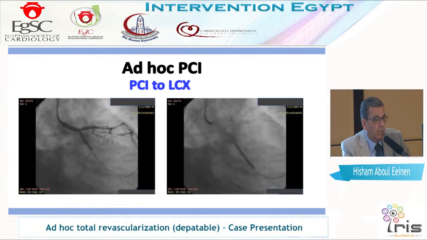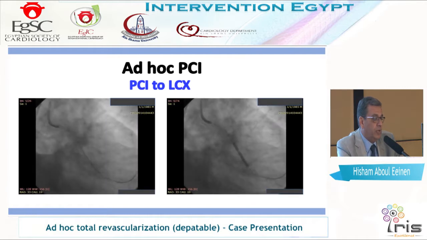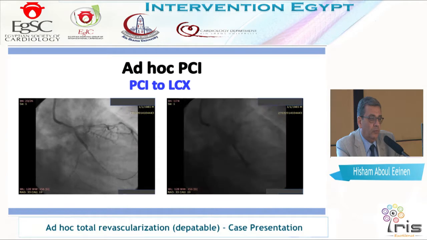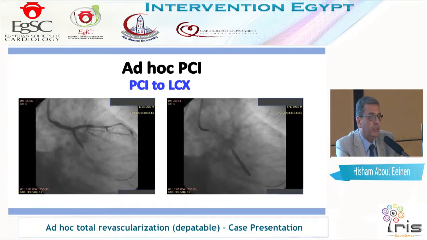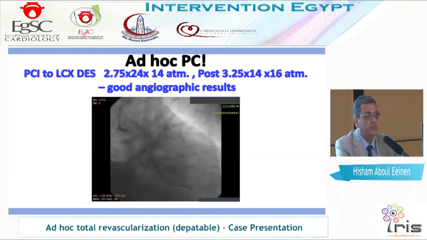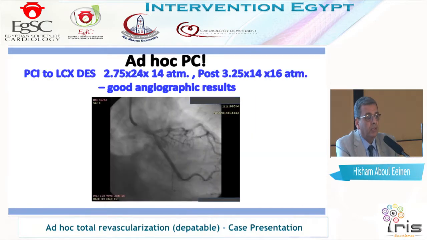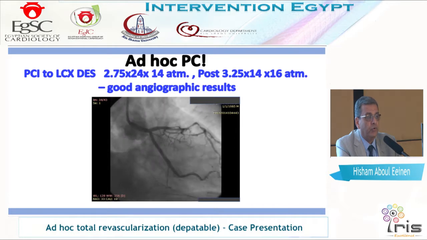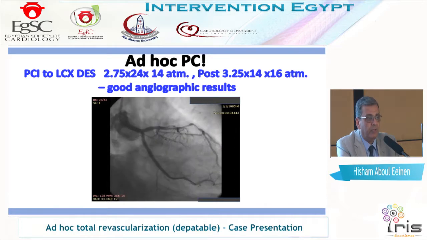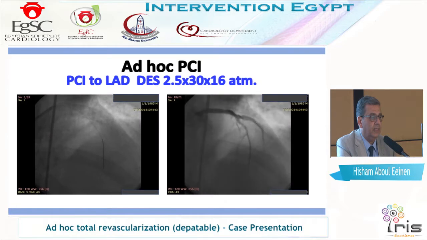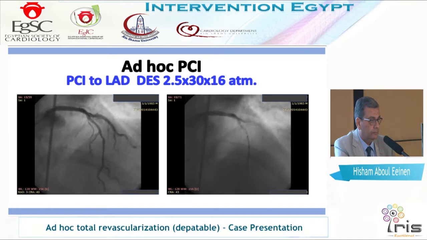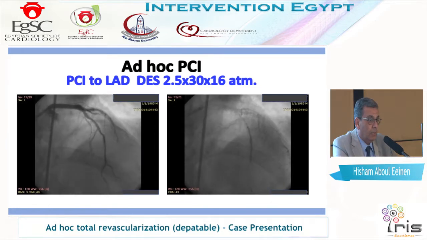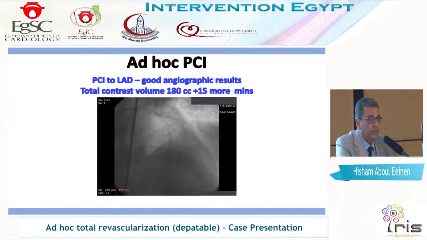So I started with the obtuse marginal branch. We put here a drug-eluting stent, 2.75 by 24, inflated at 14 atmospheres. Then the proximal part was post-dilated with a non-compliant balloon, 3.25 by 14 at 16 atmospheres. As we see, with a good angiographic outcome.